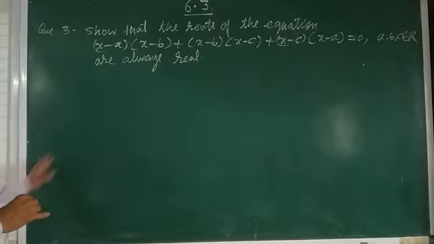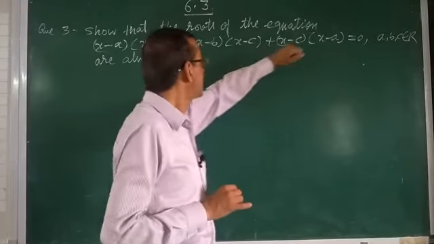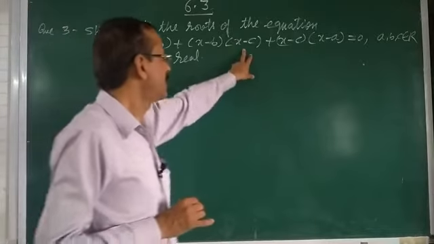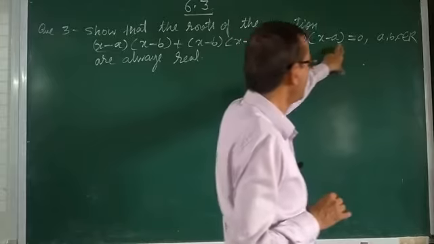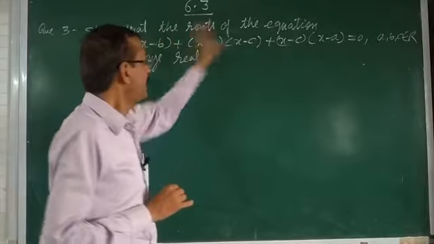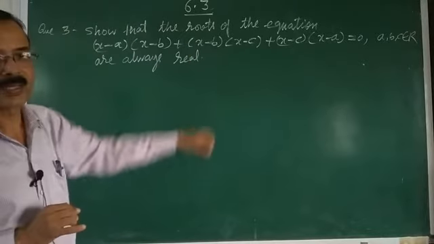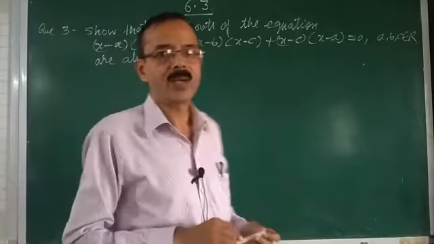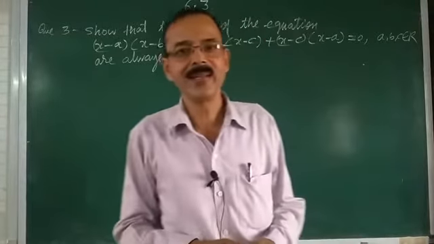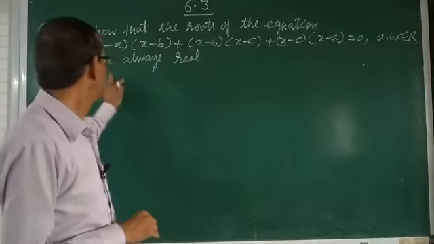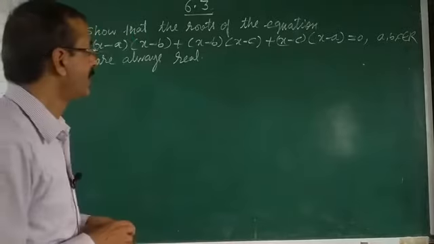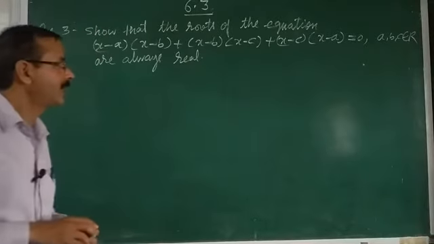Here, show that the roots of the equation (x minus a)(x minus b) plus (x minus b)(x minus c) plus (x minus c)(x minus a) is equal to 0, where a, b, c are real numbers, are always real. It means the discriminant should be greater than 0. Then we can say the roots will always be real. If it becomes less than 0, the roots may be imaginary. So let's discuss this.